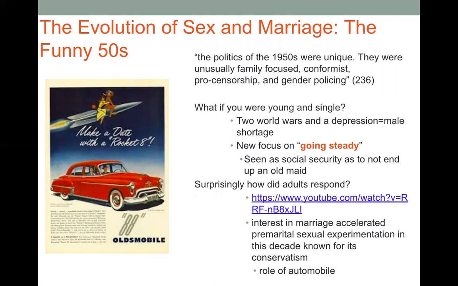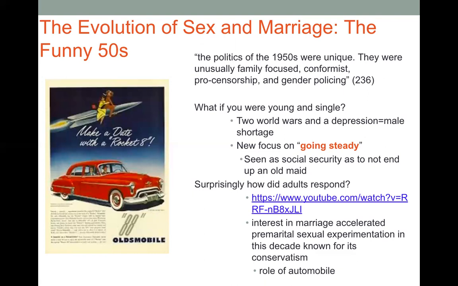Now, if there's a male shortage, that means there is a woman surplus. So why are heterosexual men going along with going steady? We'll talk about that in a second, because it's related to the next question: how did adults respond? Believe it or not, adults were not supportive of their teenagers going steady. They felt there were real dangers to becoming emotionally so invested in one particular person.